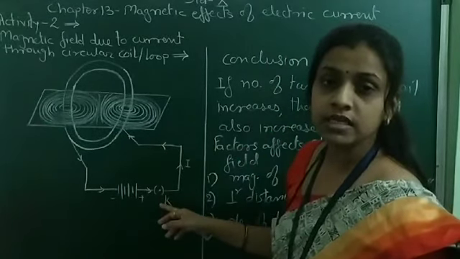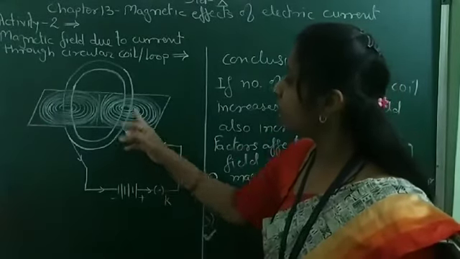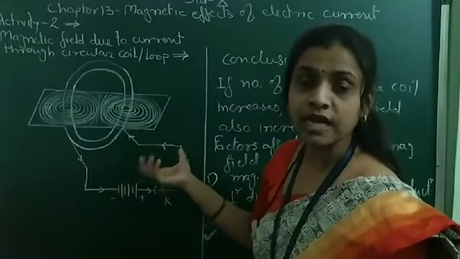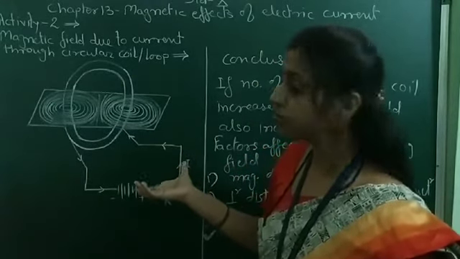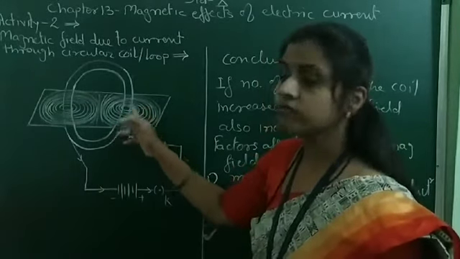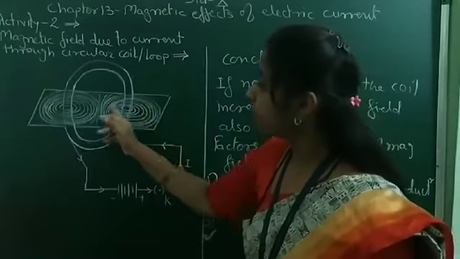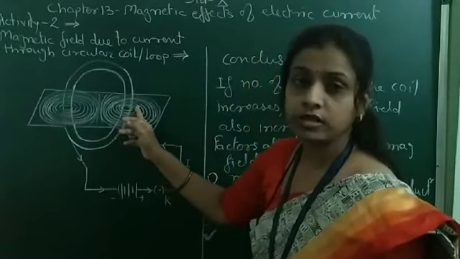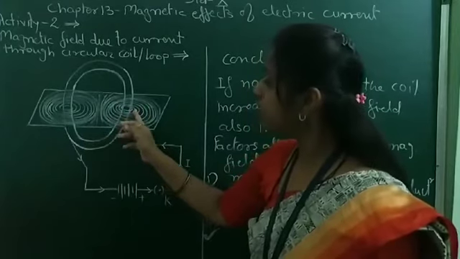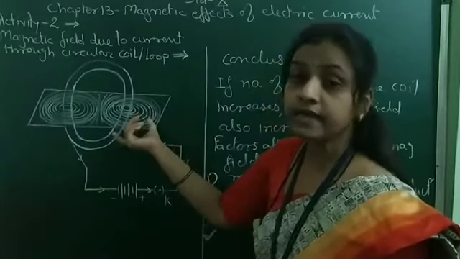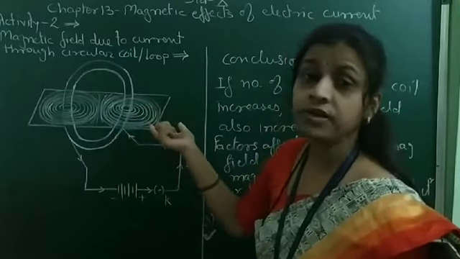As soon as the key is on, current flows through the coil and a magnetic field is produced. And how do we know the magnetic field is produced? It is shown by the concentric circles of iron dust formed around the two ends of the coil. At the two ends of the coil, the concentric circles of iron dust are formed, and it indicates that the magnetic field is produced.